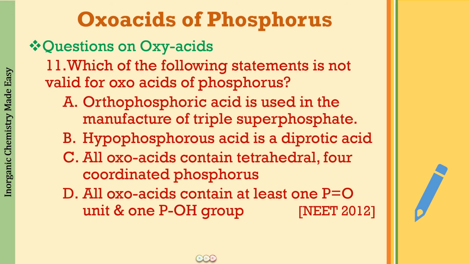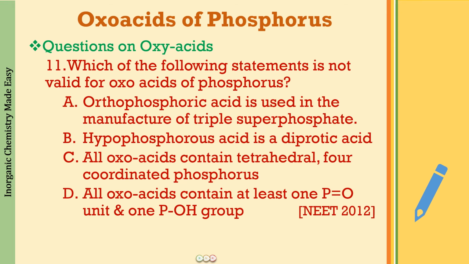The next question: which of the following statements is not valid for oxoacids of phosphorus? Orthophosphoric acid is used in the manufacture of triple superphosphate. Hypophosphorus acid is a diprotic acid. All oxoacids contain tetrahedral 4-coordinated phosphorus. All oxoacids contain at least one P=O unit and one POH group. This is a NEET 2012 question.